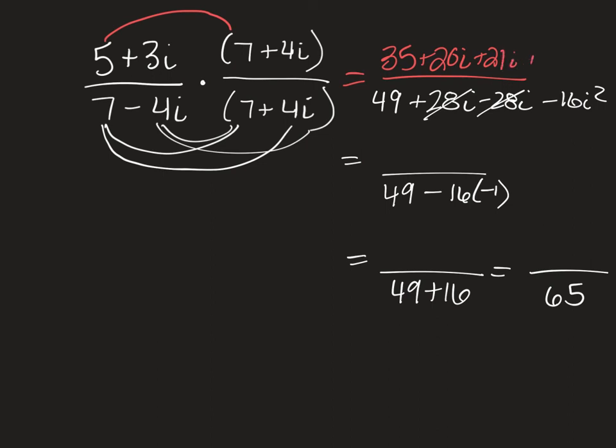So we're also going to have a really long answer. Not really, because then we get 35 plus 41i minus 12. And then 35 minus 12 is 23. Oh wait, that's not an i squared, that's just an i. So then we get 23 plus 41i over 65.